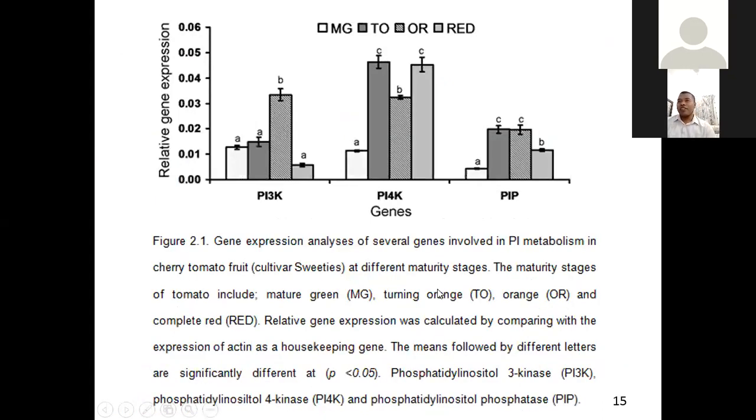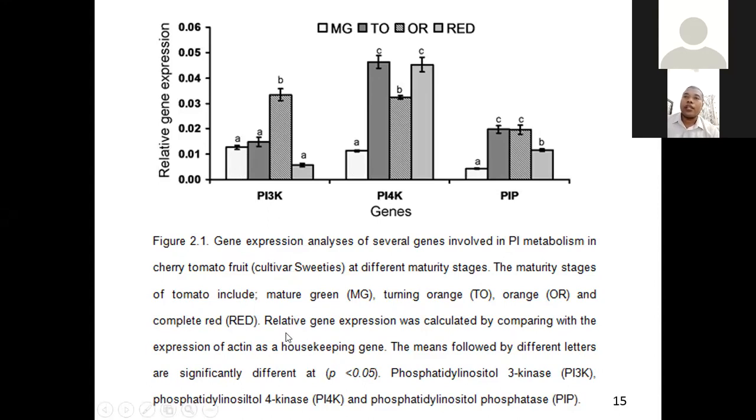Then an example of the figure. You have the figure. So this is the title for the figure. Figure 2.1, gene expression analysis of several genes involved in evolution. Okay, the maturity stages of tomato include mature green, so that people understand what is MG, mature green. On the top one, what is MG, mature green? What is TO? What is OR? What is red? If you don't mention clearly at the bottom of this figure, people are not going to understand.